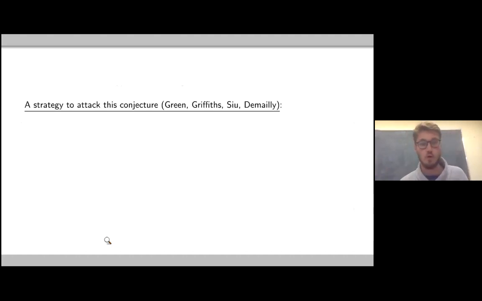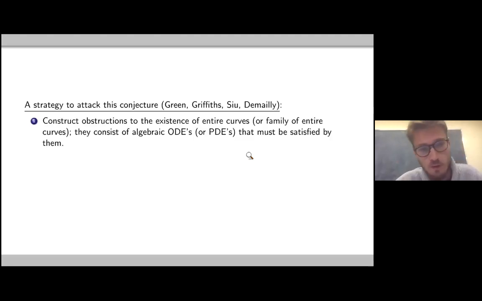Okay, so there is a general strategy to attack this conjecture, which is due to Green, Griffiths, Siu, and Demailly in chronological order. And so, roughly speaking, the strategy is the following. The first step is to try to construct obstructions to the existence of entire curves or families of entire curves. And as we will see afterwards, this obstruction will consist of algebraic ODEs or PDEs that must be satisfied by such entire curves or families of entire curves. So this will be made precise right afterwards.